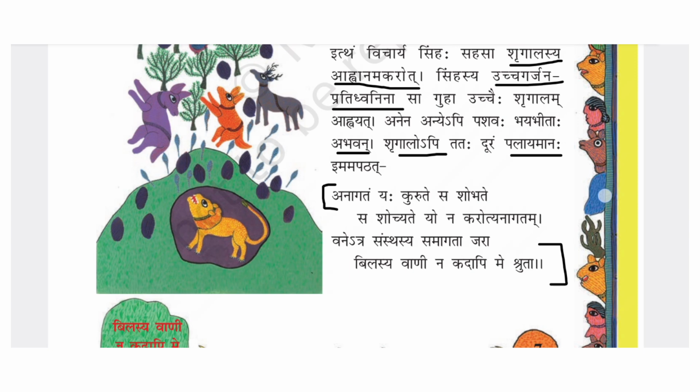What it says: anagatam yaha kurute sa shobhate, sa shochyate yo na karotyanagatam, vane ciram mama jara samagata, bilasya vani na kadapi me shruta. What does it mean? He who takes measures to prevent future calamity or disaster is respected in this world. He who does not take measures to protect himself from a coming calamity is sad. So the jackal is saying, I grew old while living here in this forest, but I never heard the sound of the cave. Like this he is saying, and he made a fool of the lion and ran away.